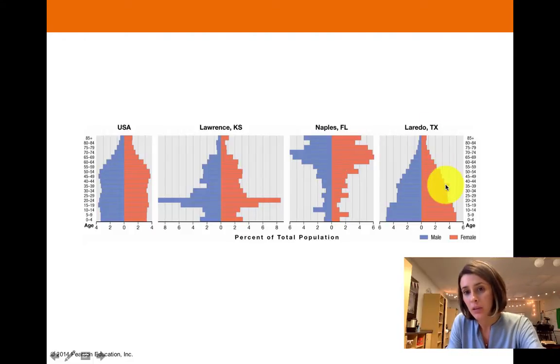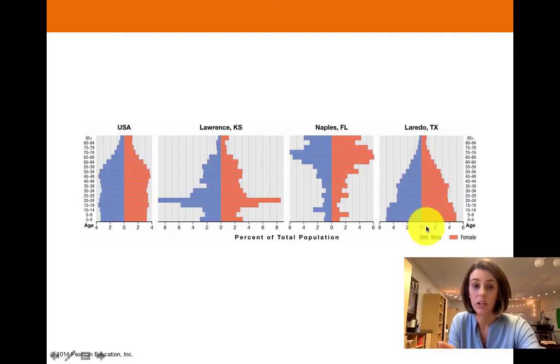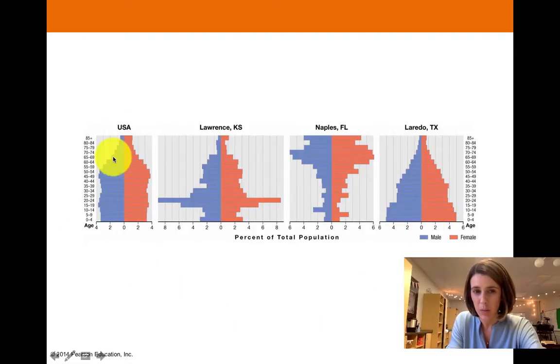And then here we've got Laredo, Texas, and there are three different shapes that I want to point out to you here. Here we've got this vase shape, right? That's showing me pretty consistent population growth down here, because it's not like the population's increasing every single year, and then as people get older, sadly, they die.